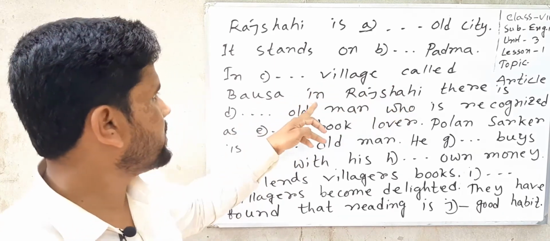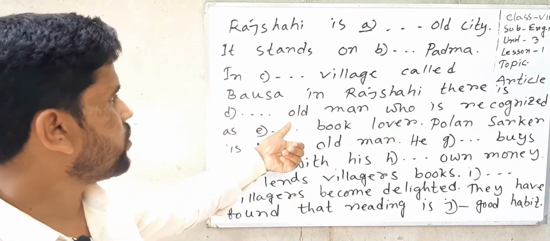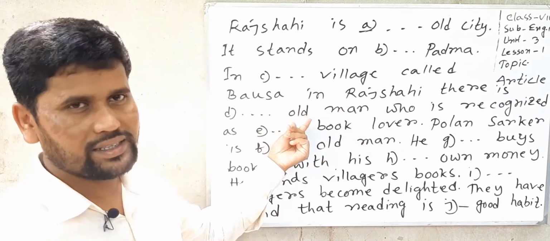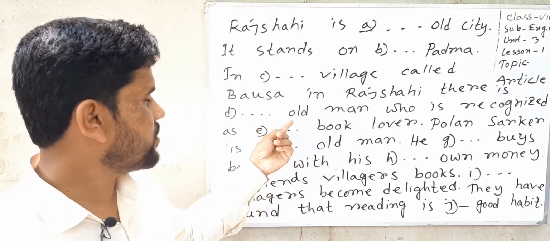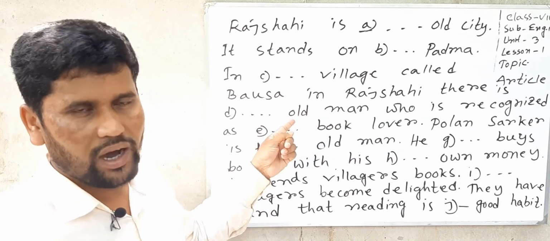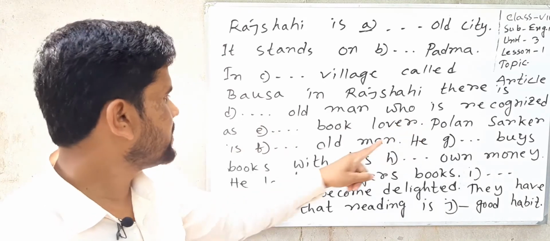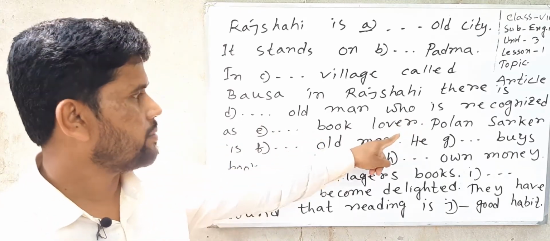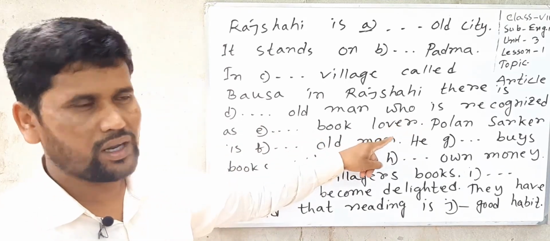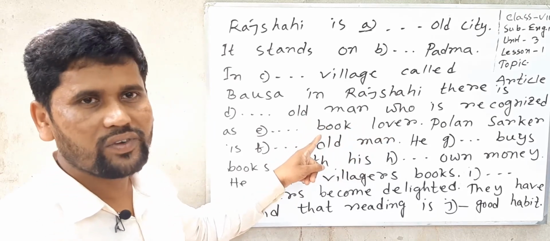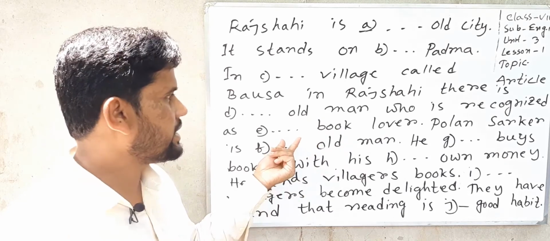Called Boshua in Rajshahi. There is an old man. Here man is also a common noun and there is an adjective before. The word starts with O, a vowel. So I can use here an. Who is recognized as a book lover. Lover is a noun, common noun. So book lover is a common noun. Here the word starts with B, consonant. So I can use a.